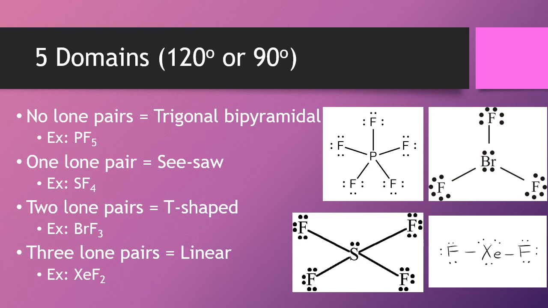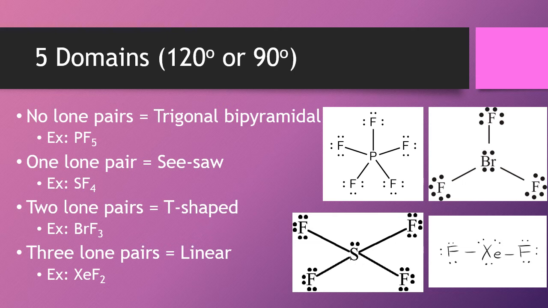You'll notice at this point there are now 5 domains, which means the central atom will be forced to break its octet. This is true for all 4 of the Lewis structures shown on this slide. If one of the 5 domains is a lone pair, the name for this molecular geometry is seesaw or teeter-totter shaped, depending upon what region you live in. An example of something that has the seesaw shape is sulfur tetrafluoride, whose Lewis structure is shown in the bottom left of this slide.